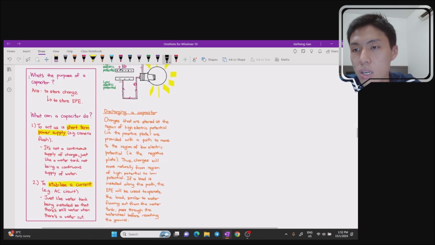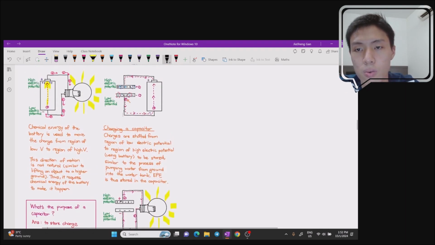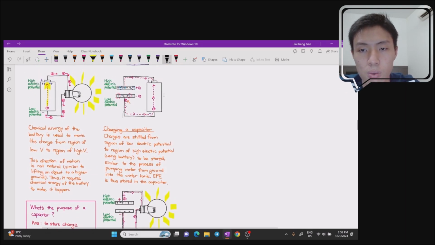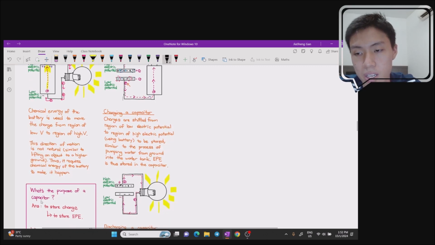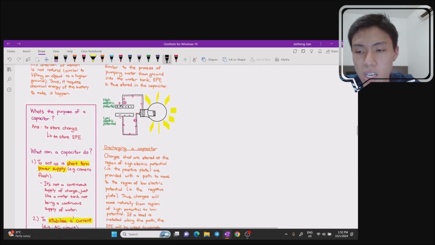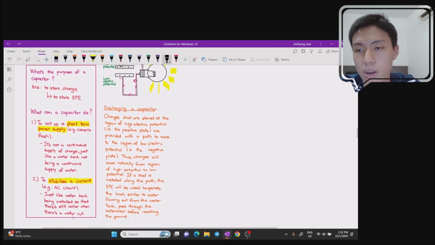So what's the purpose of a capacitor? The purpose of a capacitor is to store charge. As you can see here, when we are charging it, you are bringing charges from one plate to another plate. So it will cause one plate to be positively charged, and the other plate to be negatively charged. So the purpose of a capacitor is indeed to store charge, and when you store charge inside, you will be storing electric potential energy inside.